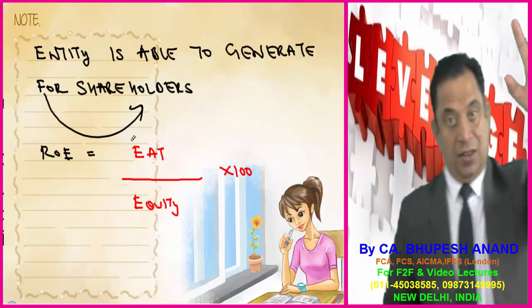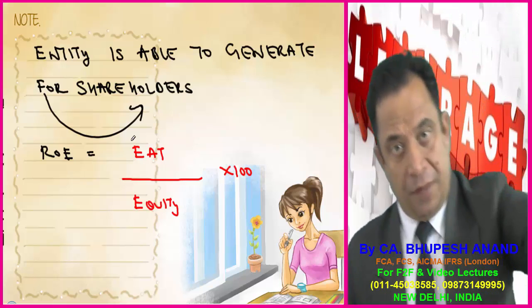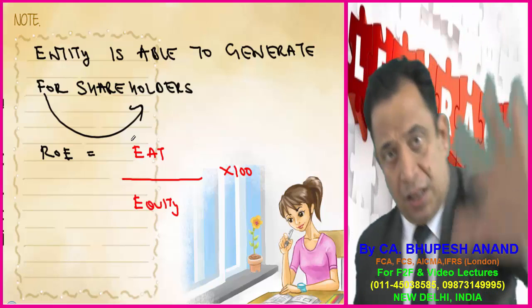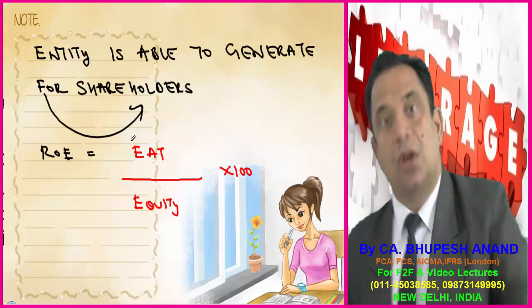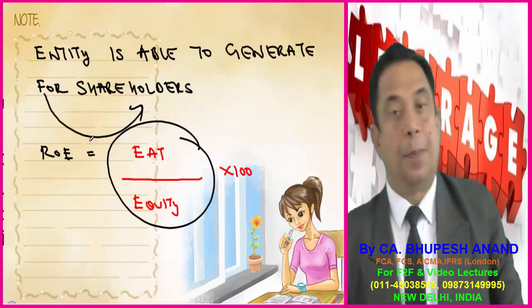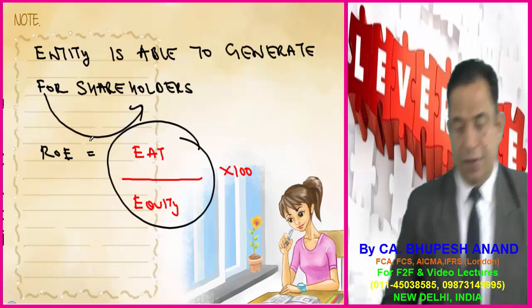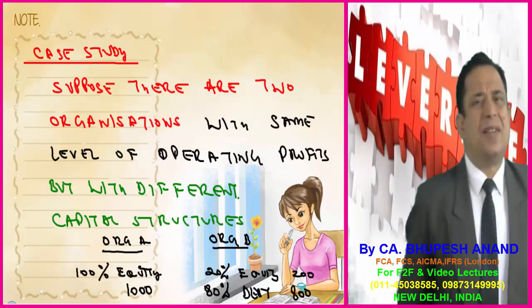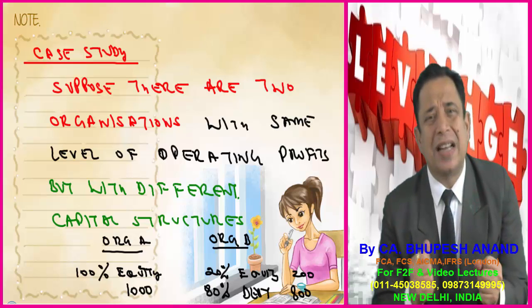There are 3 sources of funds: one is debt, second is preferred stock, third is equity. I am talking of equity. When I say return, I mean the profit which you are earning for equity shareholders. The formula is earning after tax upon equity into 100. Now, I want to tell you how financial leverage can impact ROE.